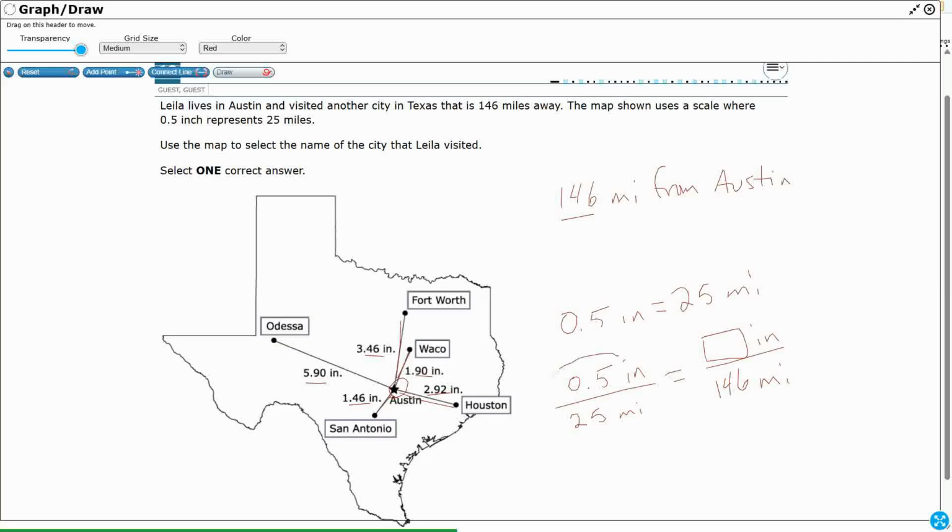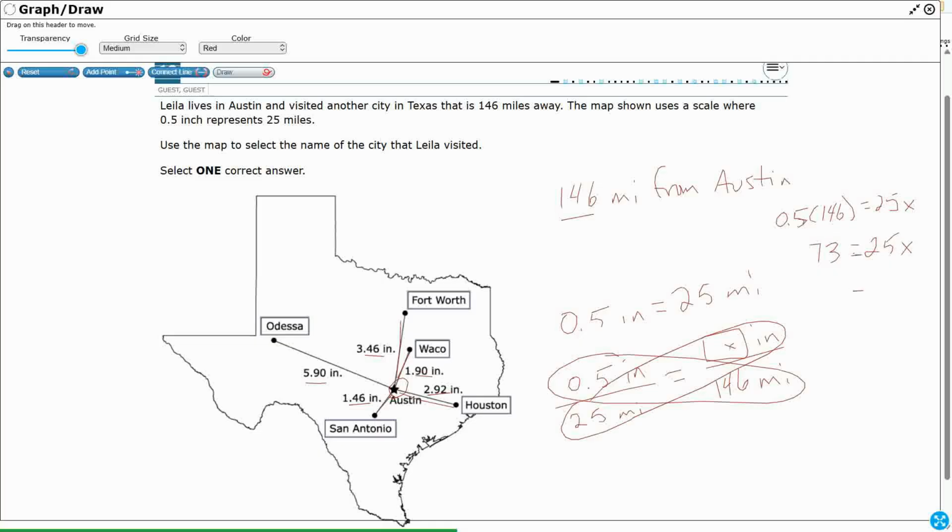So let's do some cross multiplication. Let's see what we can do. So we've got 0.5 times 146 equals 25 times, I'm going to just call it x, 25x. So what's half of 146? Well, half of 146 is going to be 73. You can either cut it in half or times it by 0.5, that's fine, equals 25x.